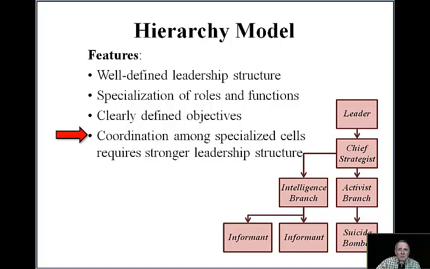The schematic flow chart on the right gives an example. Leader at the top, then chief strategist, which supervises 2 branches, the intelligence branch and the activist branch. Persons in each of the branches would recruit either informants, that is the intelligence branch, or say suicide bombers and other persons to do violence, that would be the activist branch.